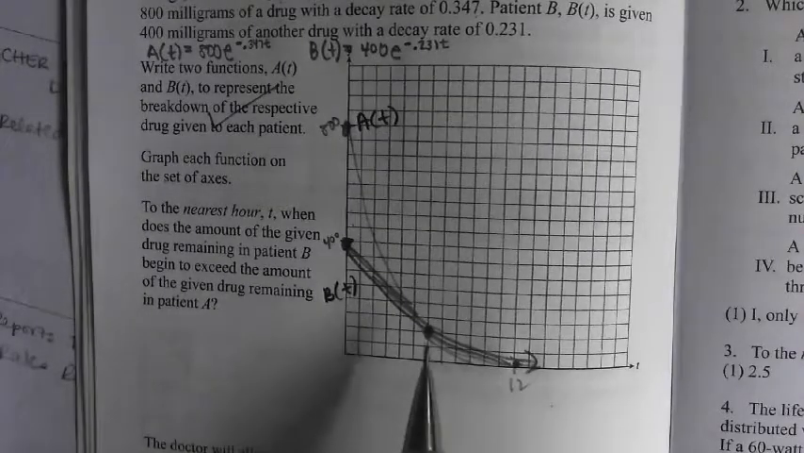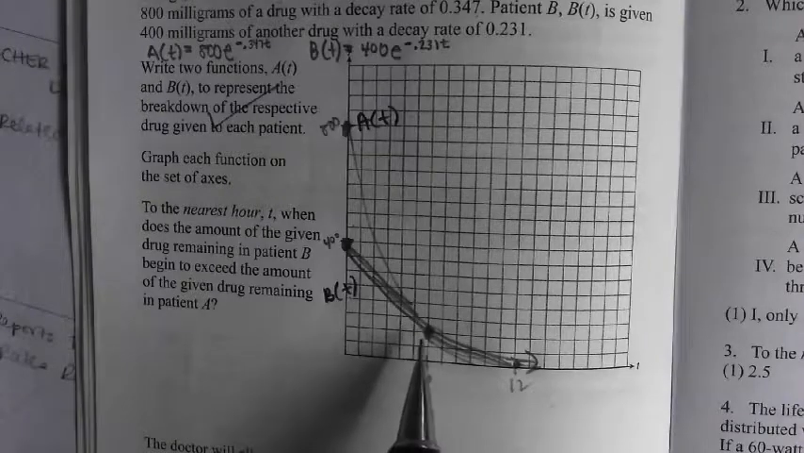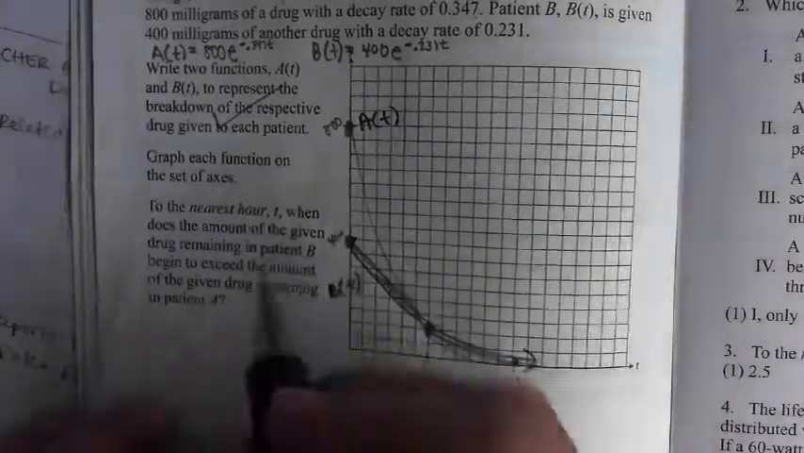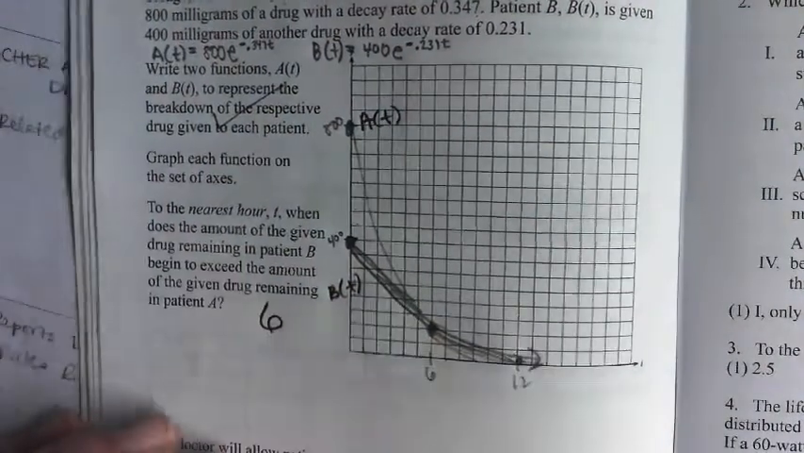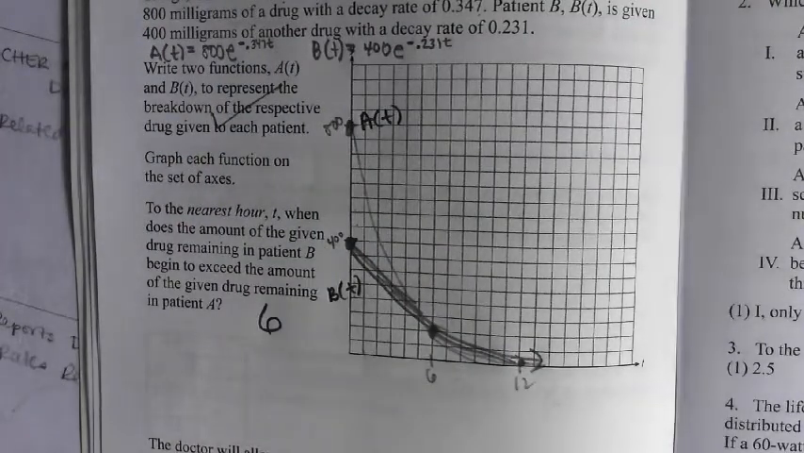And actually, it just so happened to happen right around 6, when one was 99.8 and the other one was 100 point something. So to the nearest hour, it's 6. You could just do second trace intersection on your calculator and figure that out that way as well.